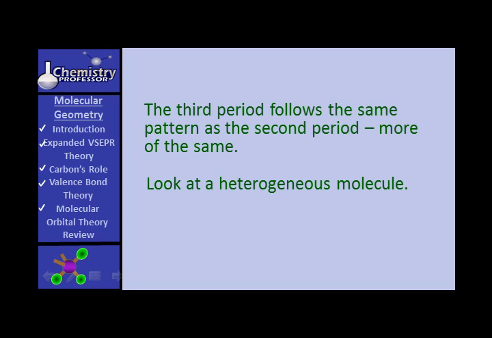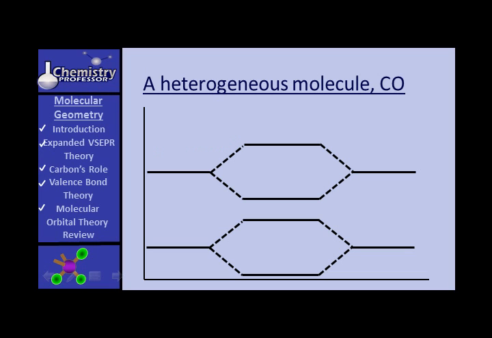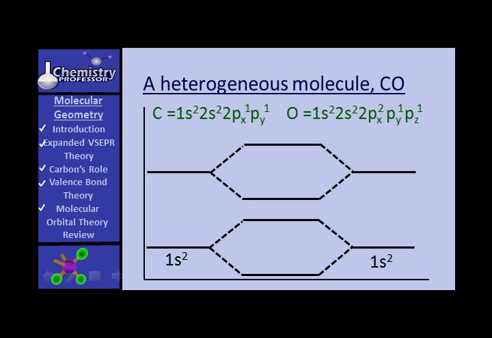Well, let's look at a heterogeneous molecule now. And the heterogeneous molecule that we're going to talk about is carbon monoxide. Now on the left, I'm going to give you the electron configuration for carbon. And on the right, I'll give you the electron configuration for oxygen. And we'll start at the very beginning and go all the way through. So here I have the 1s2 from carbon and from oxygen respectively.